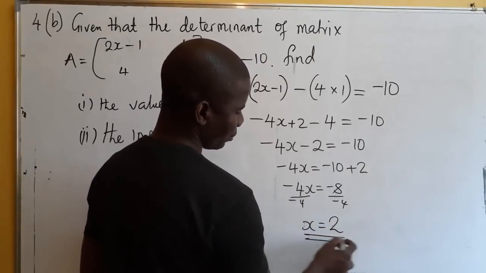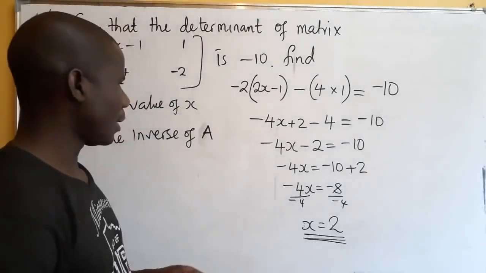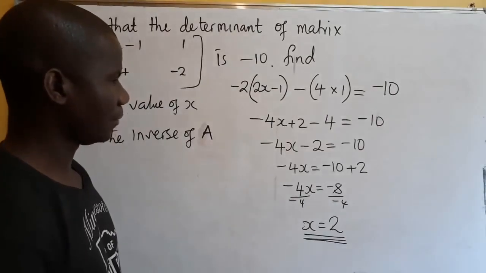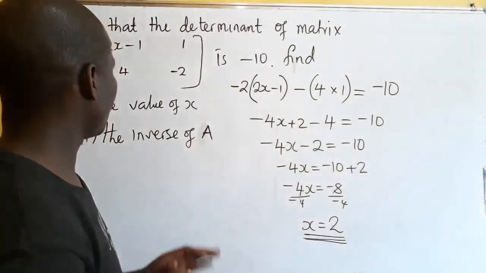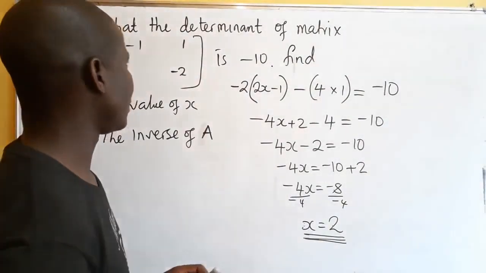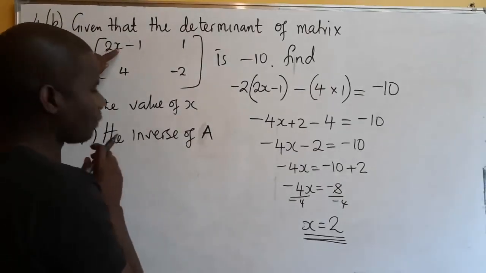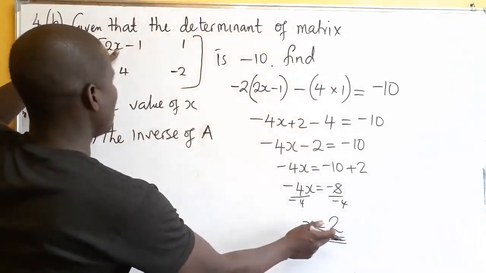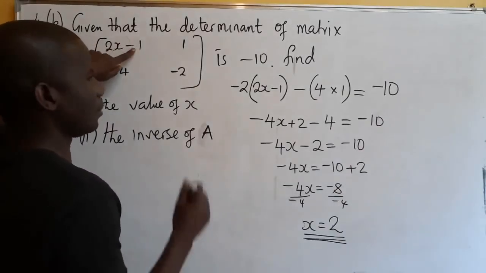x is equal to 2. Alright, that is what is going to be our answer. So when we go back to find the actual matrix, we are going to say now 2 multiplied by 2 here, which is x. This is going to give us 4. 4 minus 1, it will give us 3.